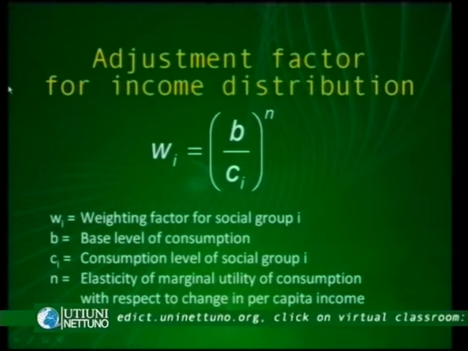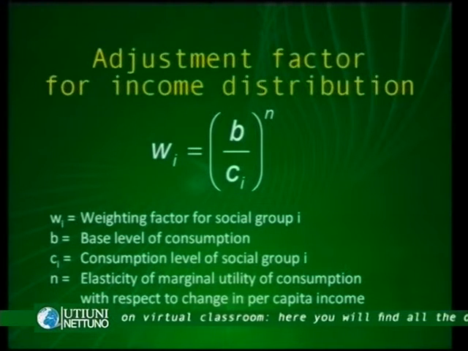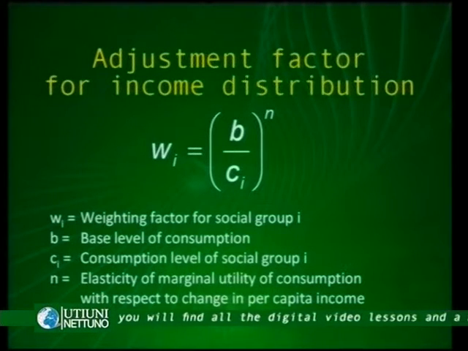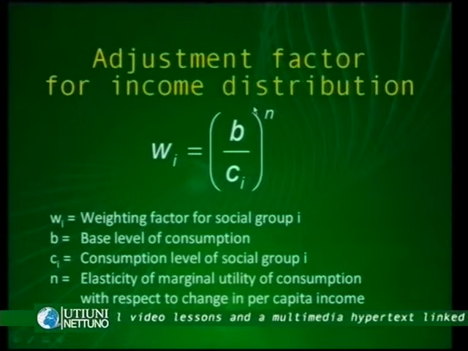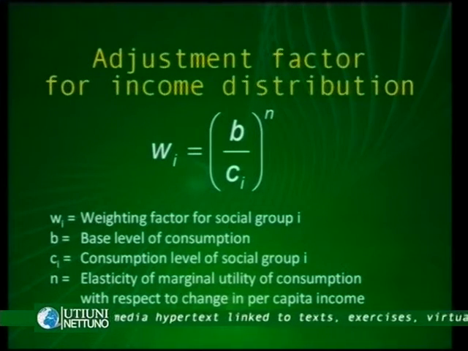So W_i is the weighting factor for social group i in particular that basically expresses the need to increase the consumption for this particular group. This need is clearly depending on the elasticity of marginal utility of consumption with respect to change in per capita income. So n is a very difficult parameter to be estimated, but typically this is estimated in a range going from 0 to 2. So 0 is the minimum, 2 is typically the maximum value that is accepted for n.